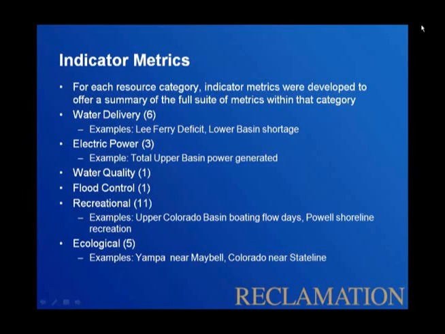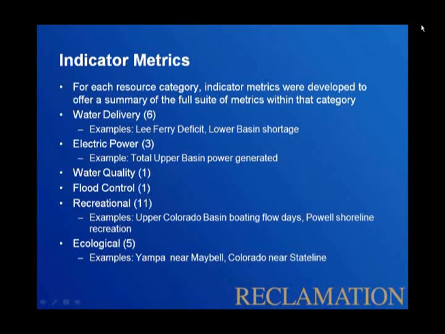We had 3 for electric power. An example here might be upper basin total power generated. Water quality and flood control only have 1, generally because we know there are pinch points in the system where there's a bellwether, and we can just look at 1 and really get an idea as to are we looking at a vulnerable future or not.